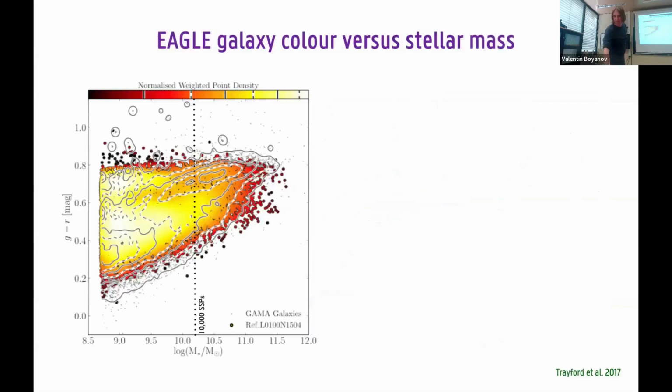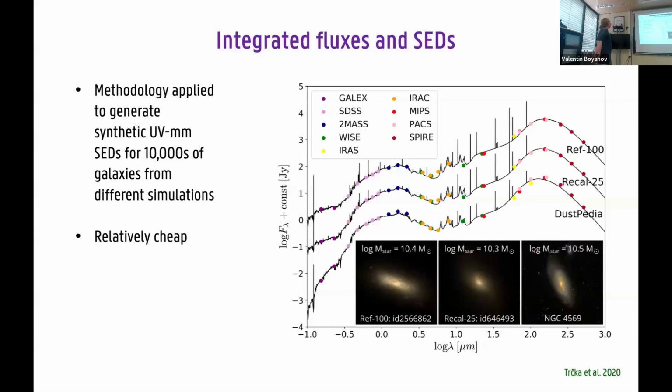The black line is a SKIRT model, or? The black line is an SED fit through the broadband fluxes. So we can also generate this with SKIRT.